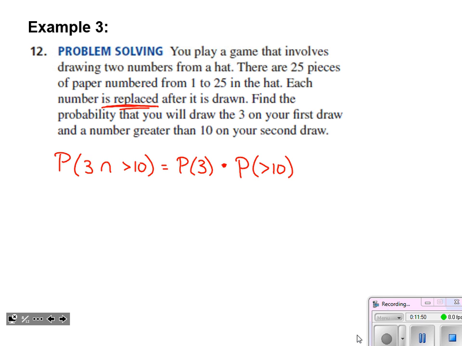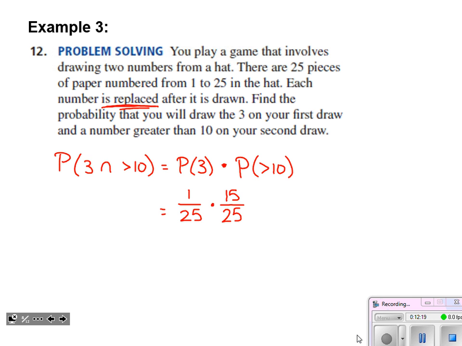All right, well, what's the probability of drawing a 3? Well, there's one card in the hat that's labeled with a 3 out of 25 possible in my sample space. And I could have 11, 12, and so on, all the way up to 25. There are 15 possibilities of numbers that are greater than 10. And since I replaced that first one, whatever it may be, there are still 25 numbers in that hat. So I still have a sample space of 25.